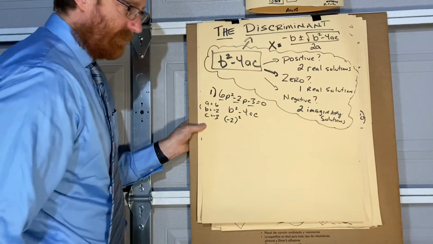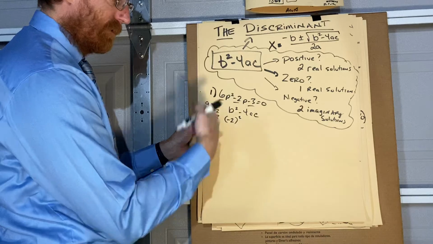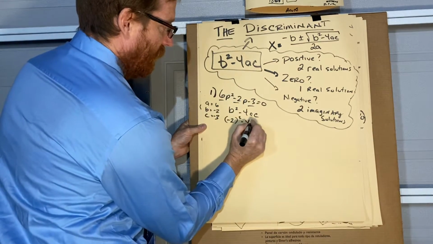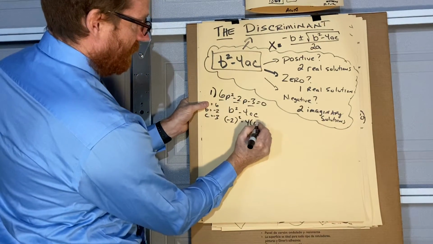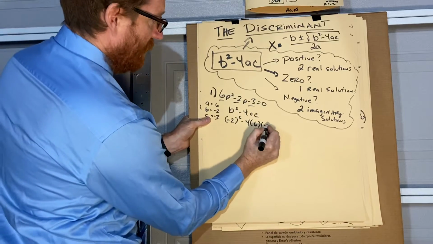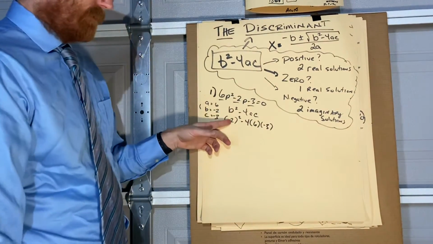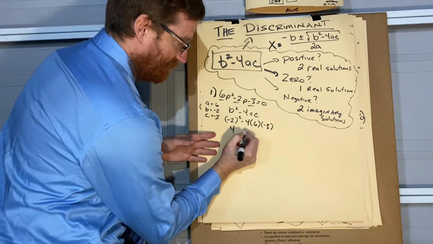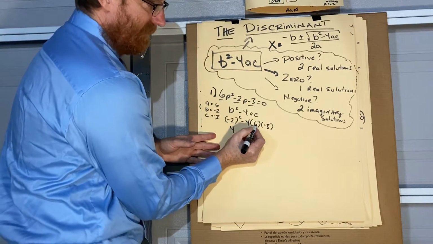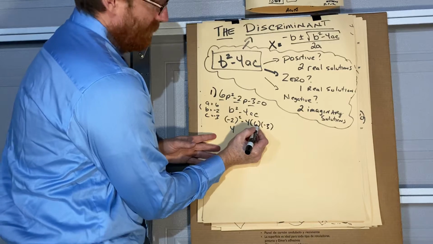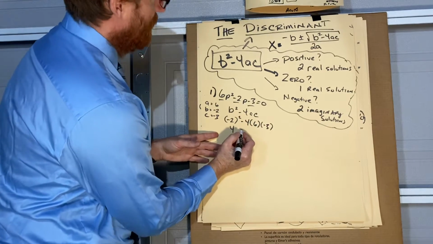Use parentheses if you can, because negative 2 times negative 2 is positive 4. Minus 4 times the a value is a 6. And the c value is a negative 3. And that's all I'm doing for number 1, is kind of figuring out what that is. Negative 2 times negative 2 is 4. Negative 4 times 6 is negative 24. Times negative 3 is going to be positive 72.